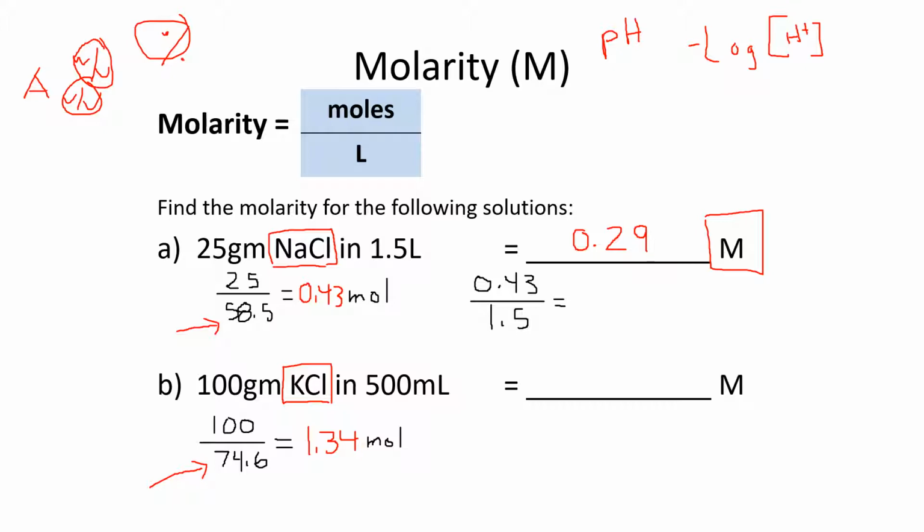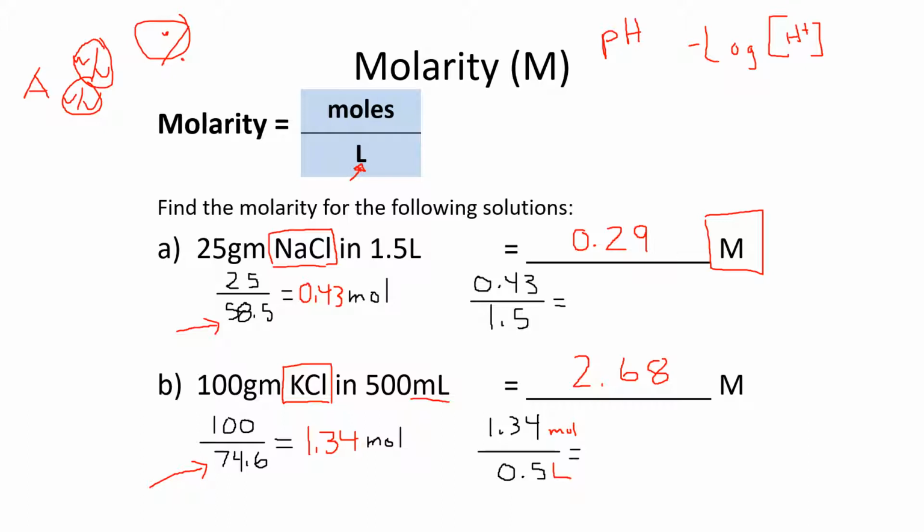We have 1.34 moles. But molarity is per liter. Our volume they gave us in mL, so we just need to convert that to half a liter, 0.5 liters. So moles per liter gives you molarity. So 2.68. That's pretty concentrated. Super salty.